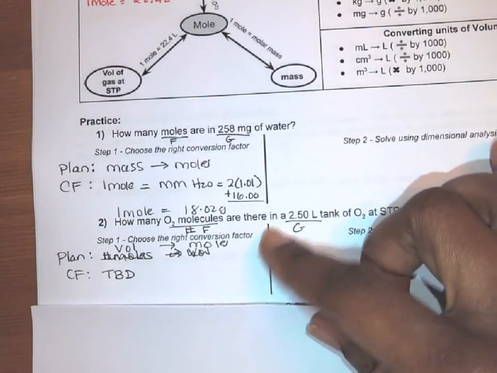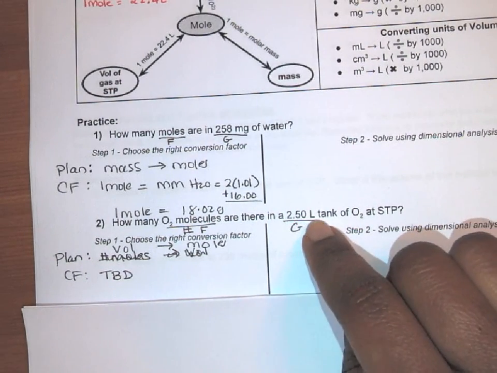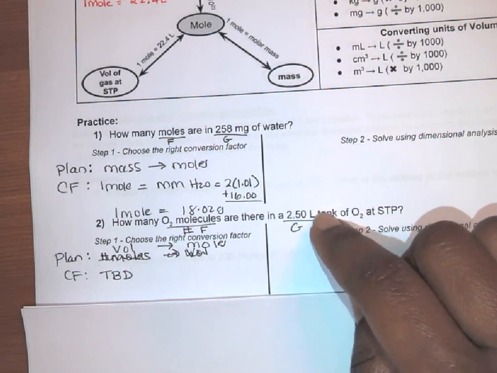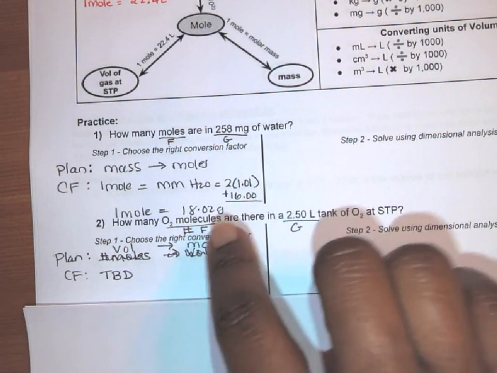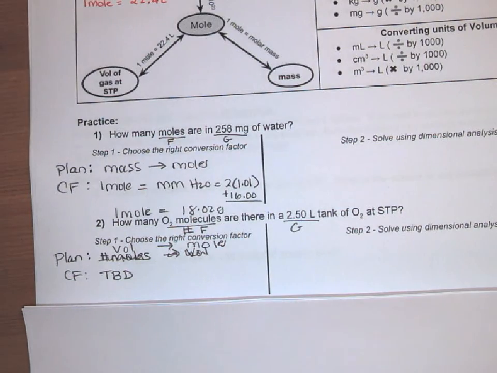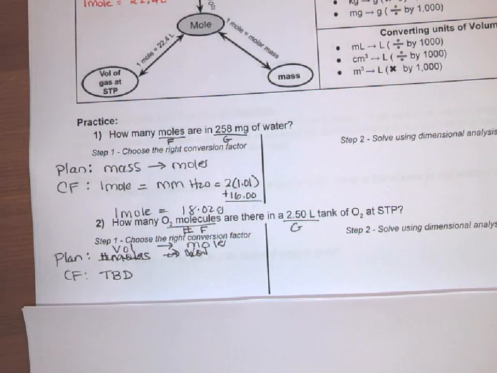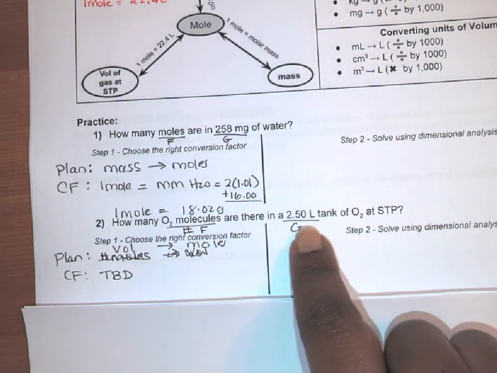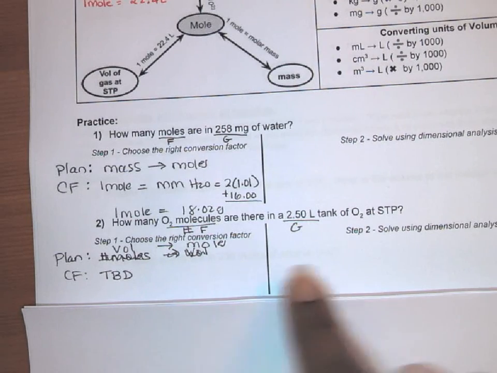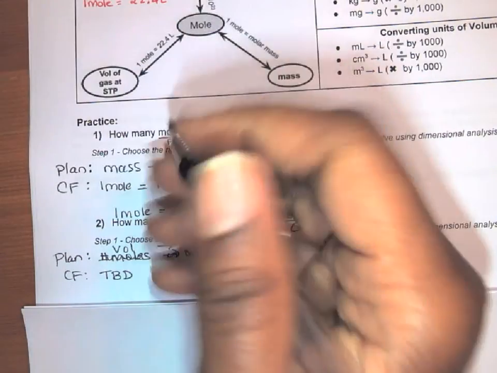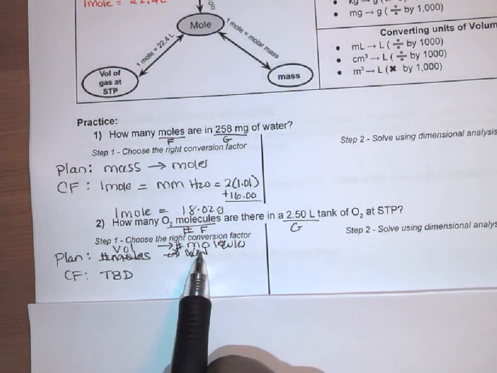All right, problem 2. In this problem, we are given 2.5 liters. Remember, liters is a unit for volume, so that's my clue that we're starting with volume. And we're asked how many O2 molecules. So remember, if they say how many molecules or how many atoms, I am literally having to count the number of them, right? So in this case, I'm going from volume to number of particles, specifically number of molecules. So let's go ahead and correct that here: molecules. Okay, so I'm going from volume to number of molecules.